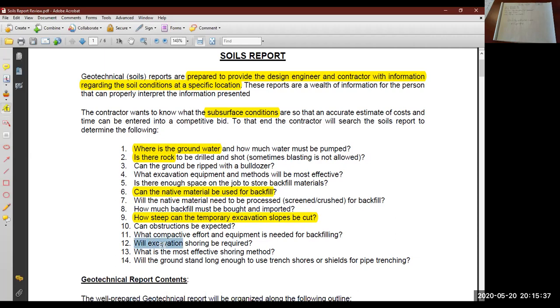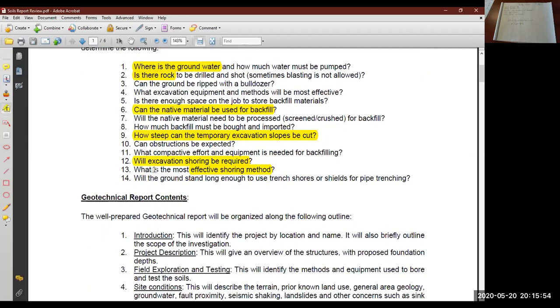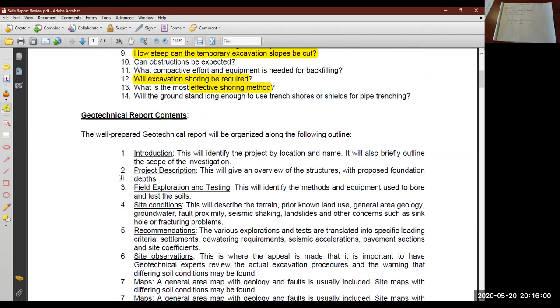So things like sometimes you'll be told if temporary shoring will be required, not always though. Sometimes you'll be told what the most effective shoring method will be, but again, not always. So geotechnical reports are basically set up all the same. They have kind of the same sections.